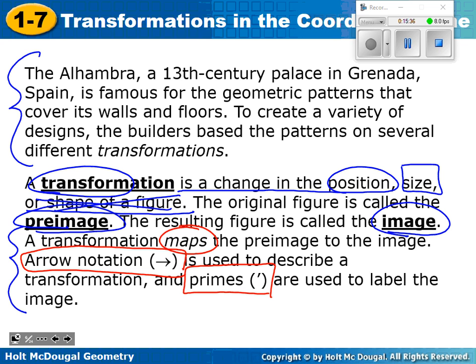Maps onto means this point A is going to land on A prime. This point B is going to land on B prime. They're going to ask you questions on the homework about what is the pre-image of this point or the image of this point. So for example, what's the pre-image of C prime? C. What's the image of B? B prime. Does that make sense? Okay, so this is mapped onto this. This is the pre-image. This is the image.